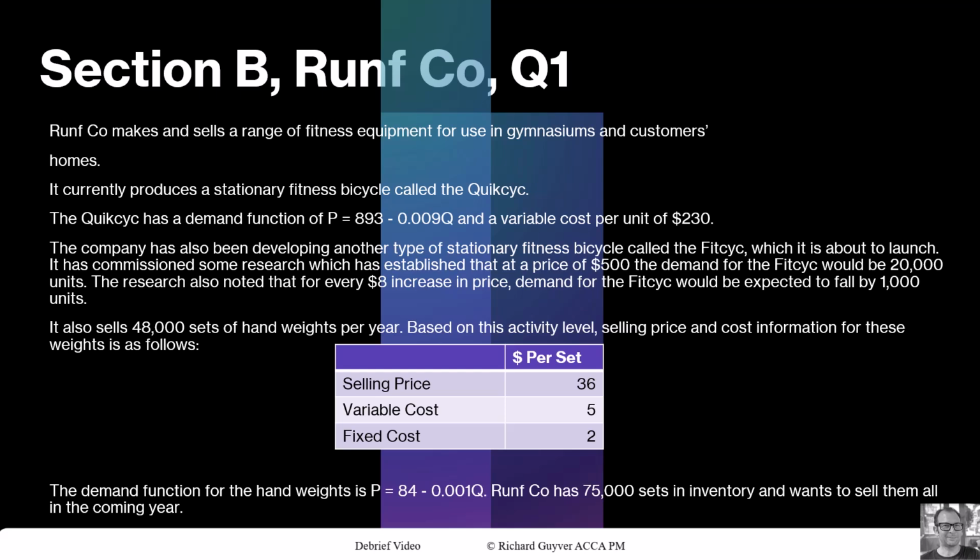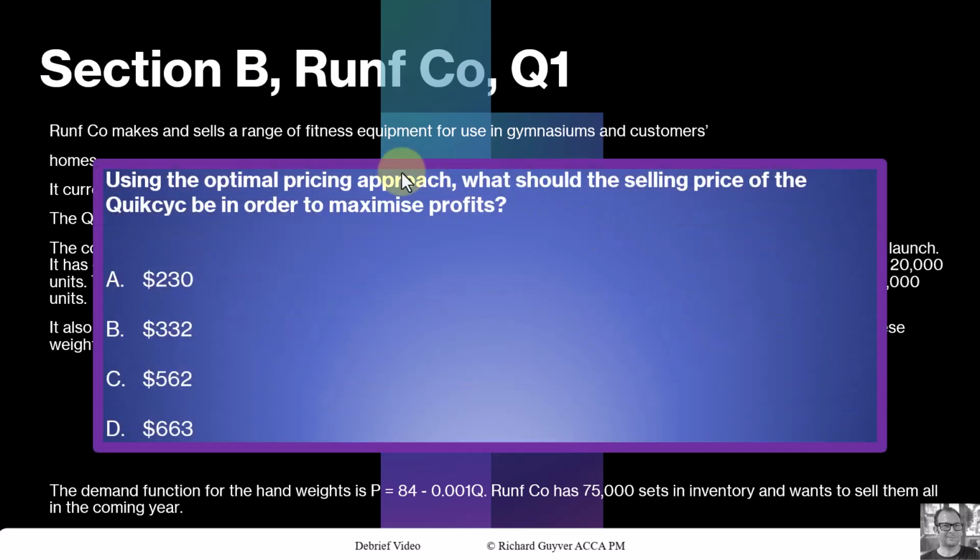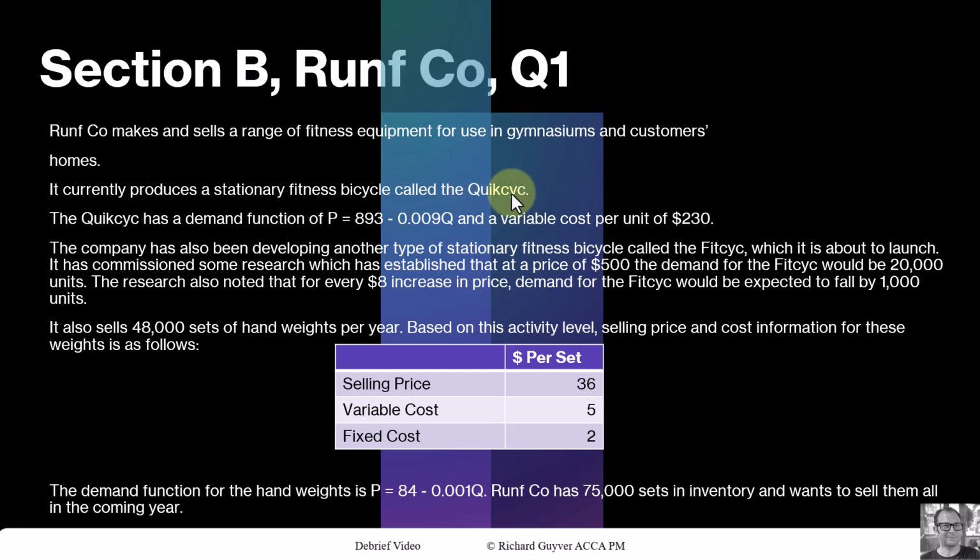So there's a fair amount of information there, and often in section B, we only use a part of each bit of information for each part of the question. So this is around quick psych. We need to identify the selling price of quick psych in order to maximize profits. So quick psych is the current bike, and it has the demand function here and the variable cost per unit here.